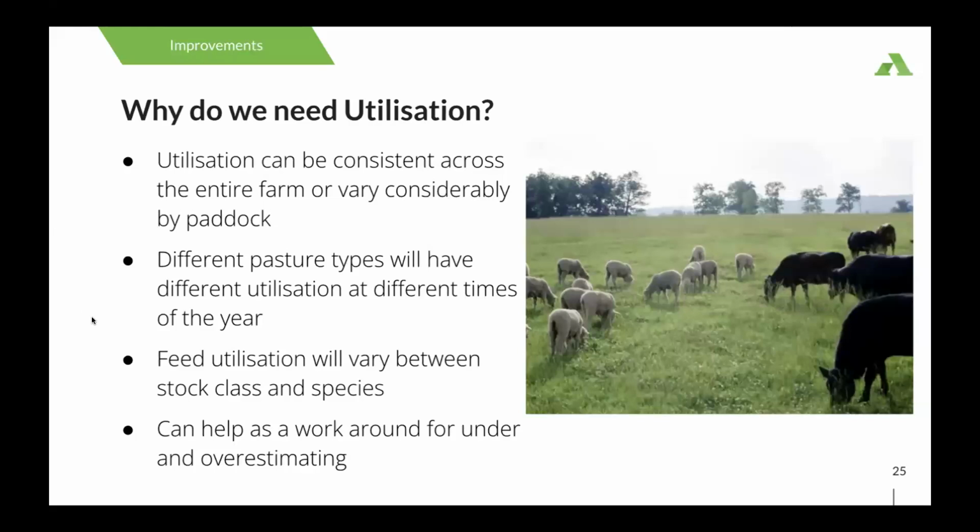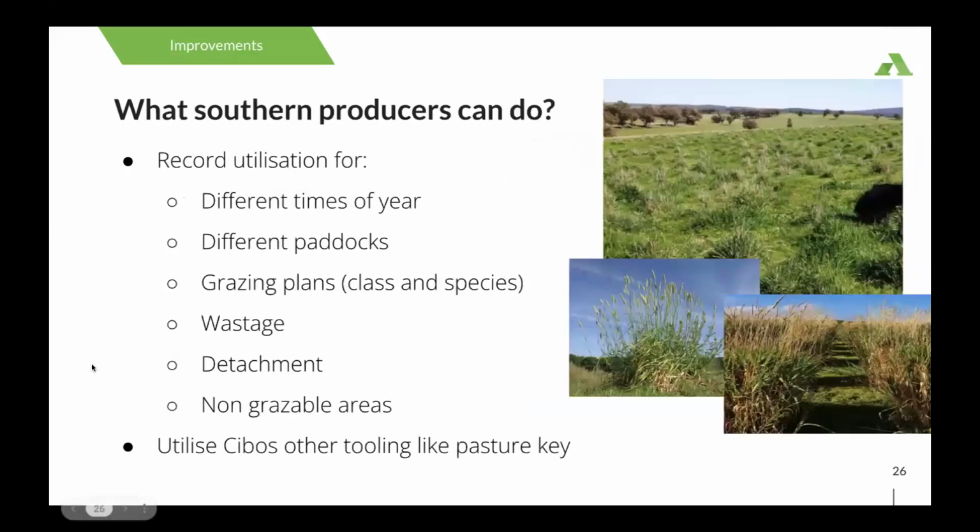Again, feed utilization will vary between stock class and species. Cattle and sheep are going to graze different species differently. And this can help as a workaround for under and overestimating.